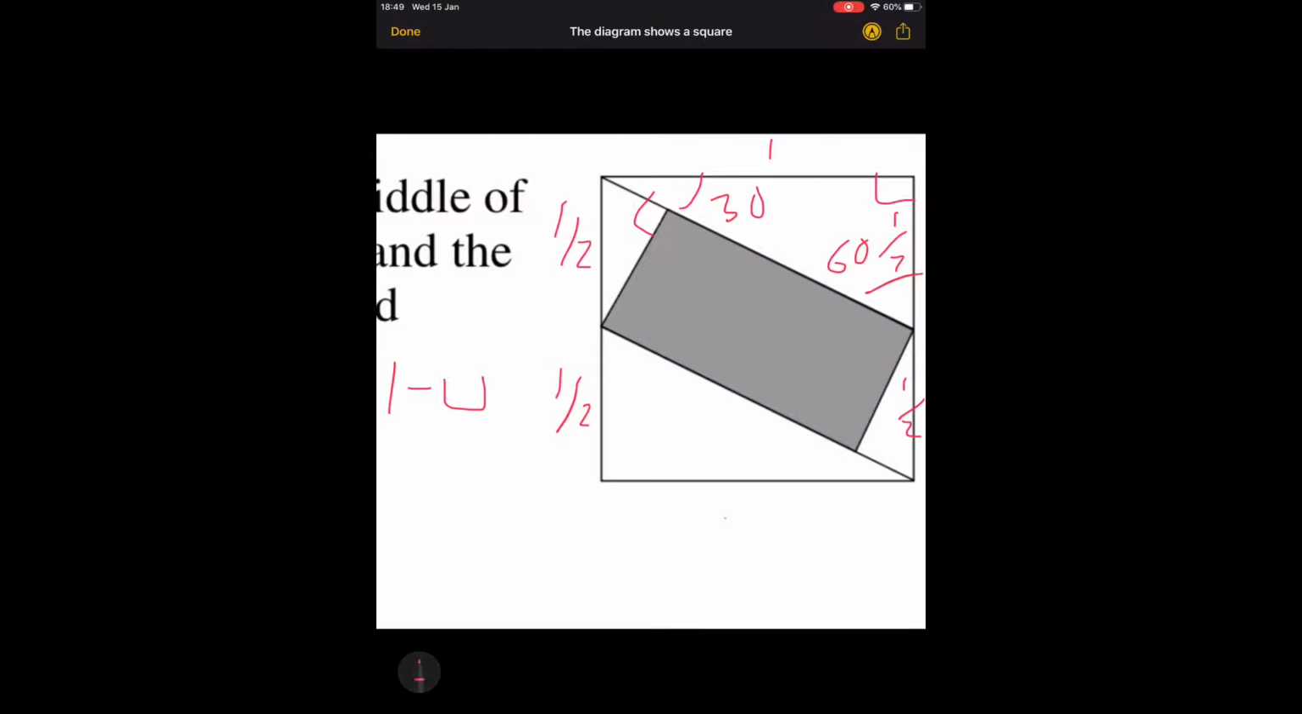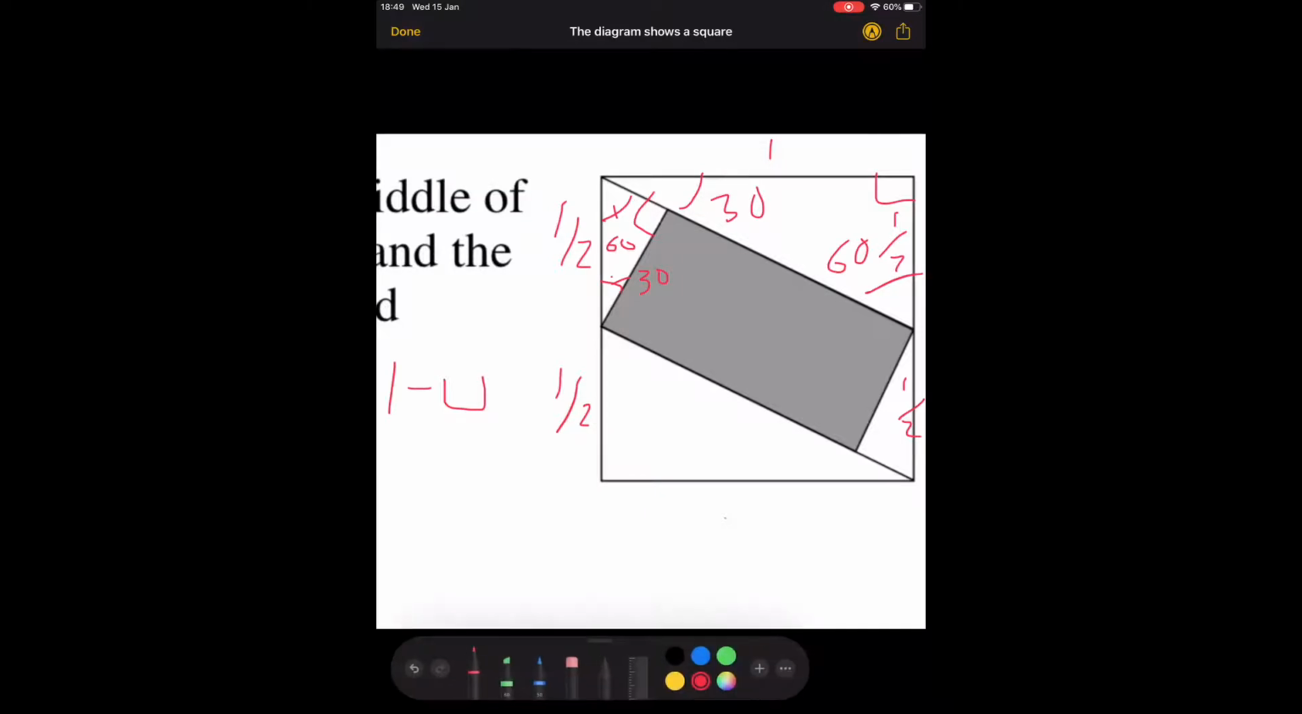And then if that's 30, then that has to be 60. That would be 60, and therefore that would be 30. So now you have 60 and 30, so we know they are similar in terms of AAA.